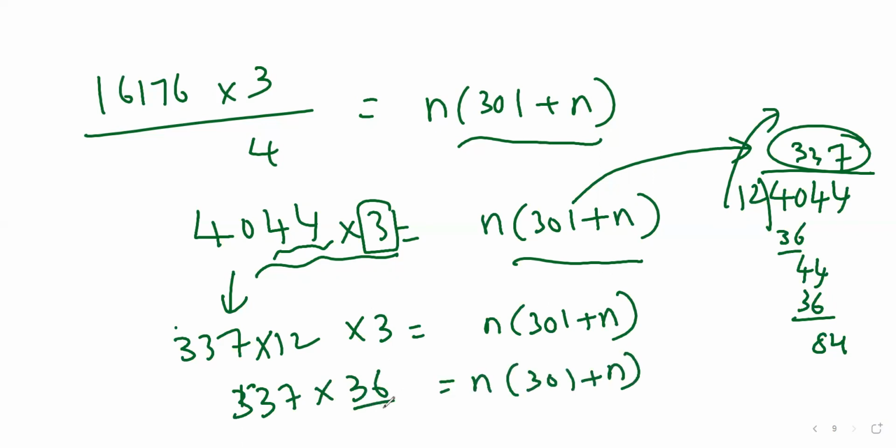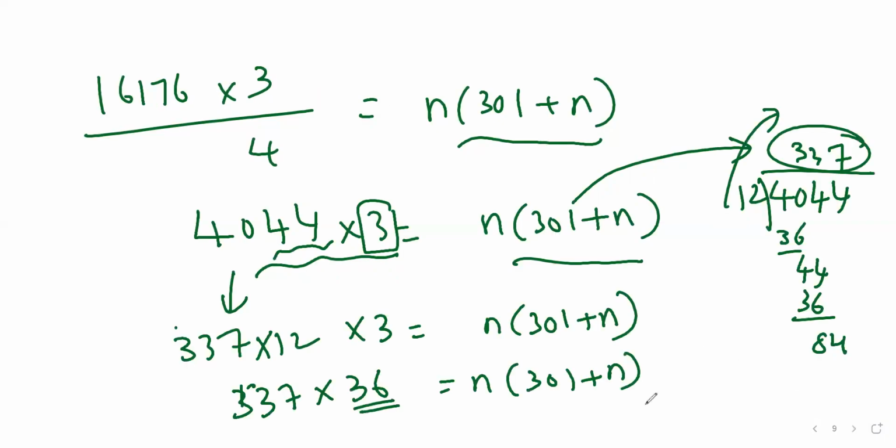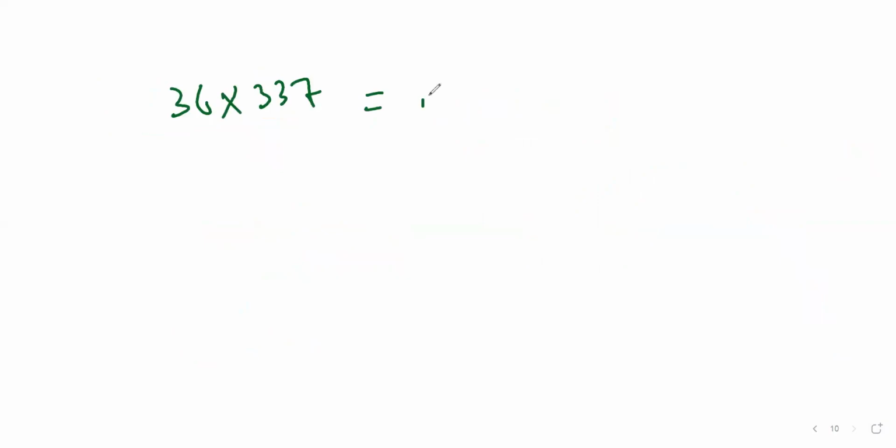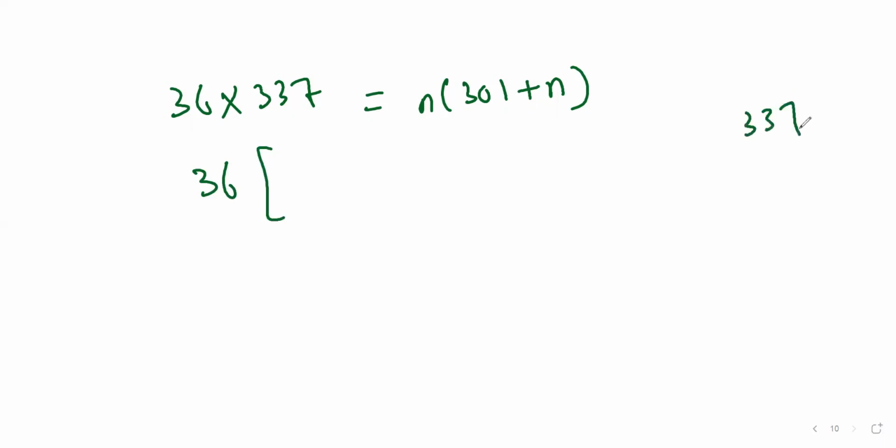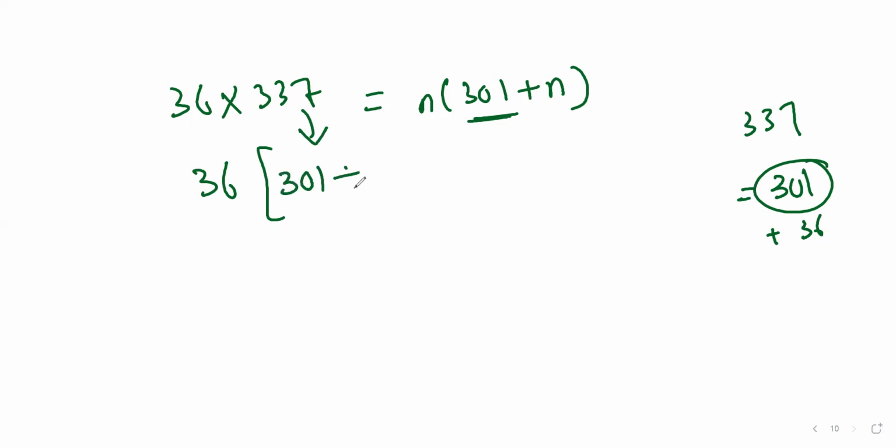Now, if you look carefully, I'll just take you there. 336 into 337. I'm just rewriting it. Multiplication is commutative, right? So n into 301 plus n. Now you see what I'm doing. I'm writing this 36. I can write 337 as 301 plus 36, right? Now what is this 301? 301 is here. So this 337 on the left-hand side, I'm going to write it as 301 plus 36.